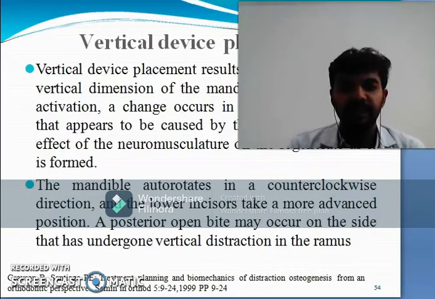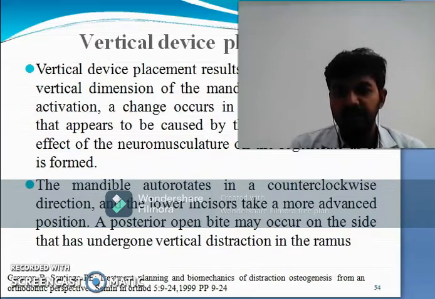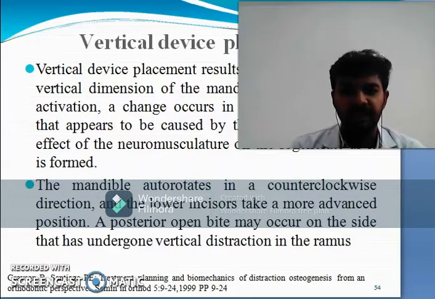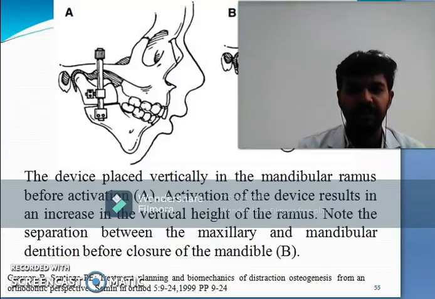Vertical device placement. Vertical device placement results in an increase in the vertical dimension of the mandibular ramus during the activation, and change occurs in a plane's orientation that appears to be caused by the non-linear modeling effect of the neuromusculature on the regenerate as it is formed. The mandible auto-rotates in the counterclockwise direction, the lower incisors can take a more advanced position, and a posterior open bite may occur on the side that has undergone vertical distraction of the ramus.